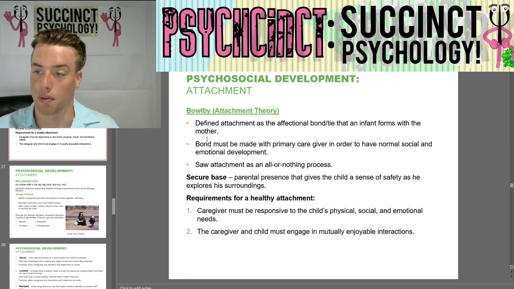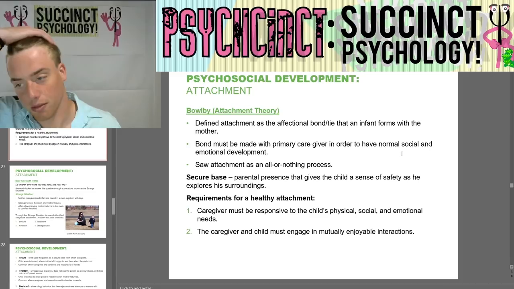Going on with attachment, we have Bowlby and his attachment theory, which defines attachment as the affectional bond or tie that an infant forms with the mother, and the bond must be made with a primary caregiver in order to have normal social and emotional development. He saw attachment as an all or nothing process. You're either attached or you're not. Secure base is the parental presence that gives the child a sense of safety as he explores his surroundings.